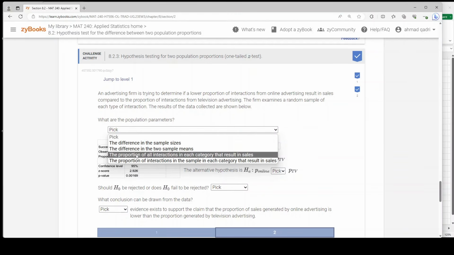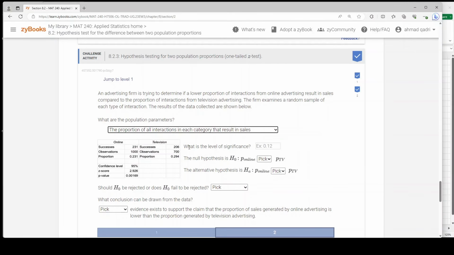So it's clearly not the first two responses. The correct response is the proportion of all interactions in each category that results in sales. Okay, so this is going to be the correct answer here.